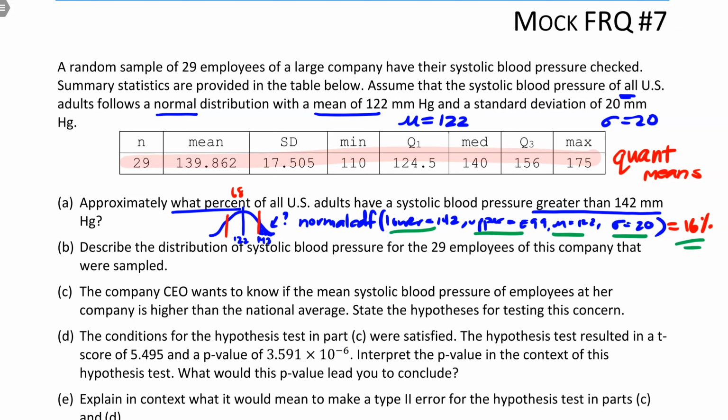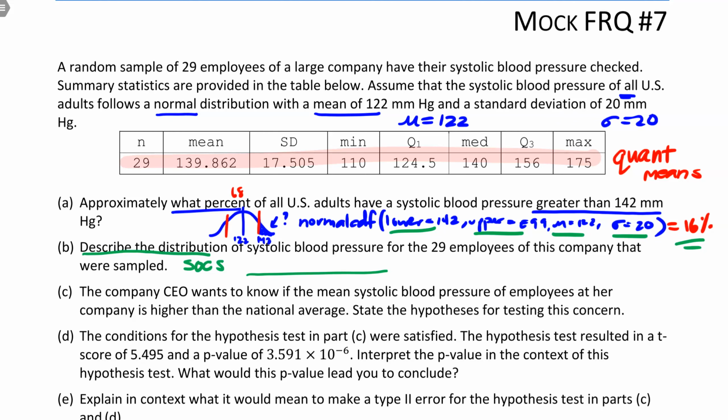B says, describe the distribution of systolic blood pressures for the 29 employees that were sampled. Okay, so describing a distribution, we know we want to deal with SOCS, right? So we need our context, shape, outliers, center, spread, all that stuff. We have center and spread really easily because we have all the measures, but we don't have a drawing. So if we have all of the summary stats, the easiest drawing we could do is a quick and dirty box plot.